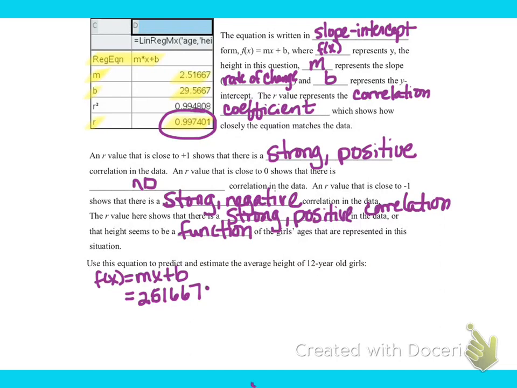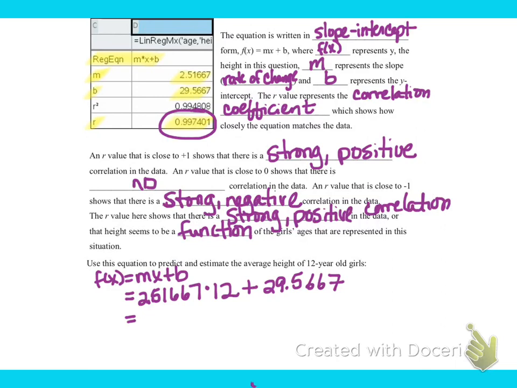So the height that we're trying to predict is for a 12-year-old girl. So our x value will be 12. The b value is 29.767. So again, these decimals that are given in the table above, those we will talk about in class as far as how to use the calculator to give you those values.